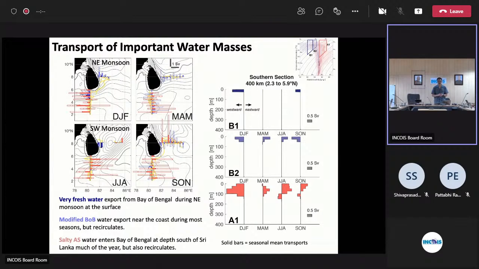You see it moving during the winter monsoon and the fall intermonsoon. The B2 water mass you also see moving close to the surface. That's also moving towards the Bay of Bengal in the winter monsoon and the intermonsoon period. But it's moving in the opposite direction during the summer monsoon and the spring intermonsoon. And in the Arabian Sea, you see the Arabian Sea water mass primarily subsurface. The main volume transport of Arabian Sea water is below the surface as opposed to surface intensified.